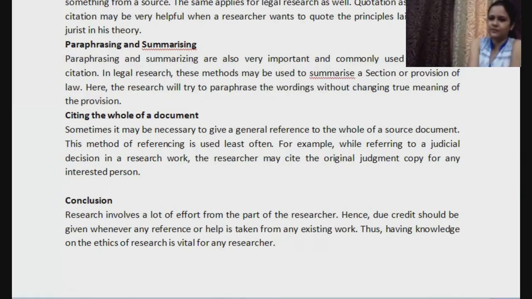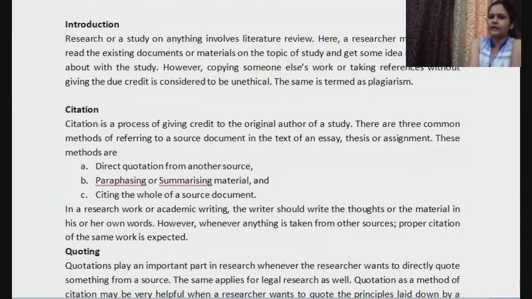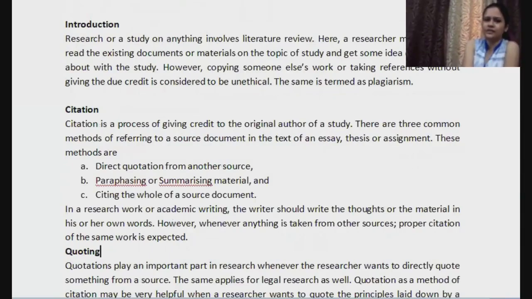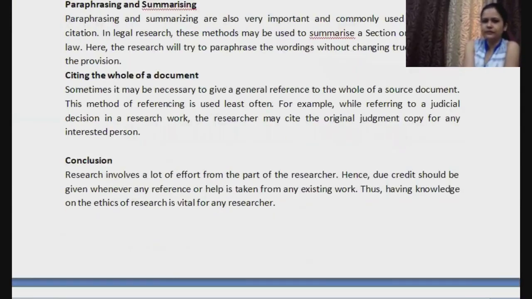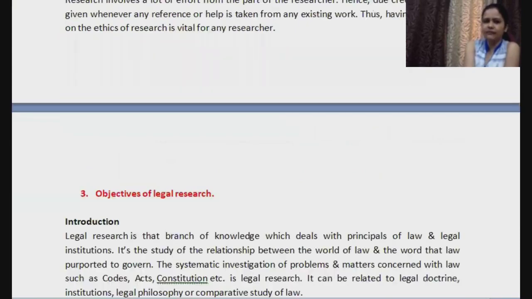Right? So this is with regard to "write a short note on methods of citation." Is it clear? Clear, ma'am. Yeah. So you can simply remember the 3 different types which we have. You will be able to explain it yourself.